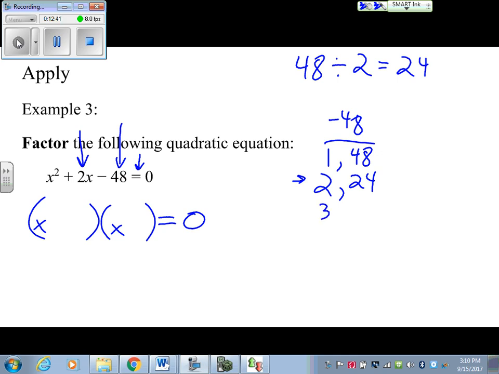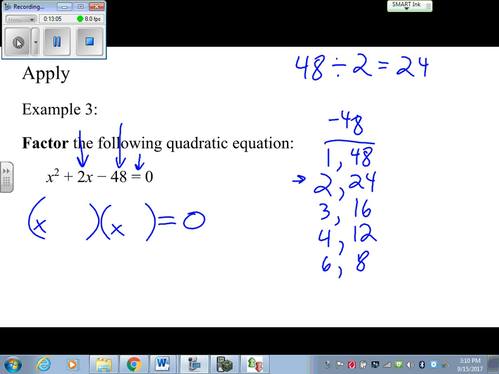So then we can try 3, and 3 goes into 48 16 times. 4 goes into 48 12 times. 5 does not go into 48. 6 goes into 48 8 times. 7 does not go into 48, and then I'm already back to this 8 here, and so I have checked every possible whole number up to 48, essentially.